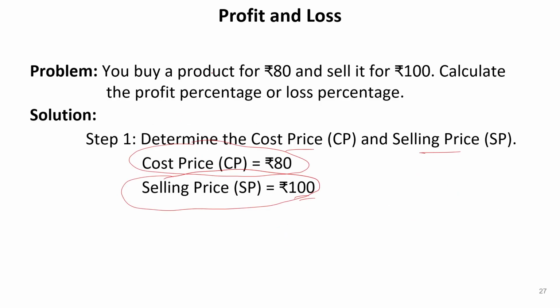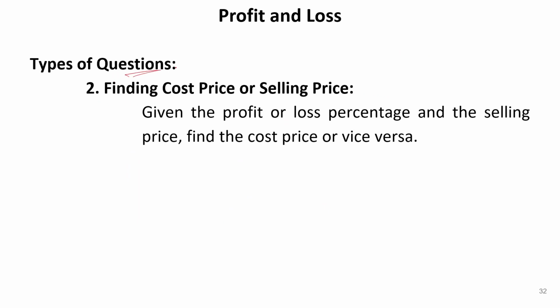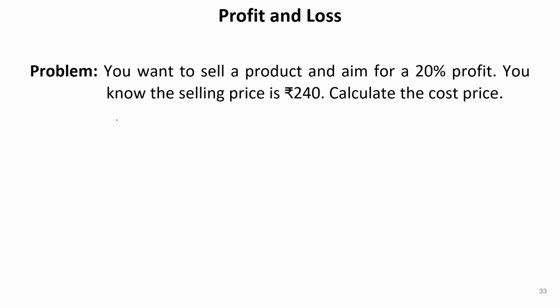So if you buy a product at 80 and sell it for 100, then the profit percentage will be 25%. Okay, let's go forward with the next kind of question, that is finding the cost price or selling price. Given the profit or loss percentage and selling price, find the cost price, or vice versa. Let's see a problem on this to get a better grasp of it.